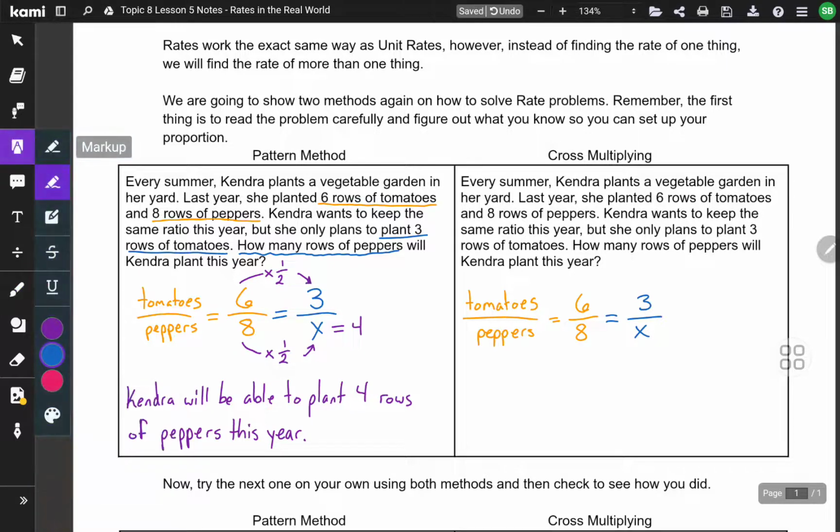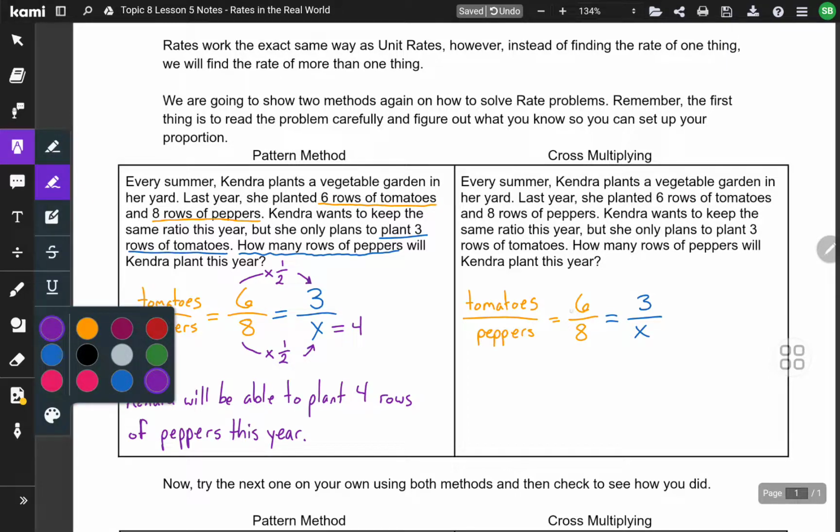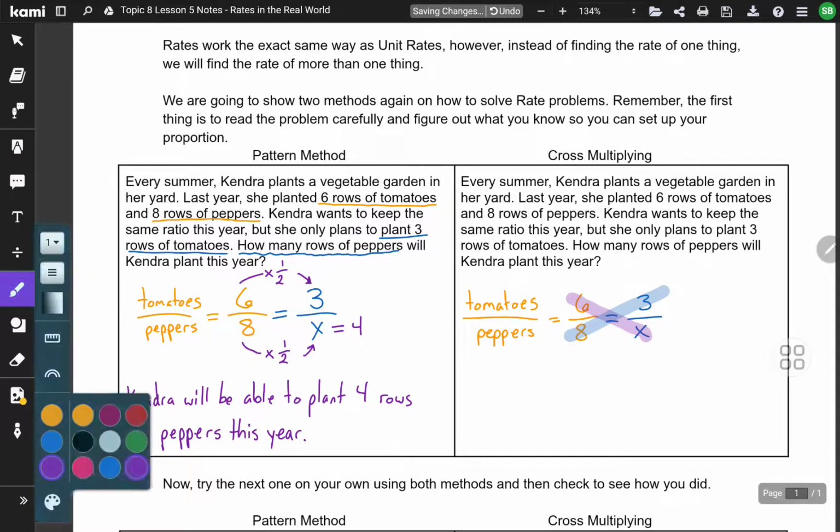So just like before, nothing's changed here. I want my X on the left, so I'm going to cross multiply that first, and then I want the other diagonal on my right. So on the left here, I've got 6 times X, which is just 6X, equals my other side, which is 8 times 3, which is 24.